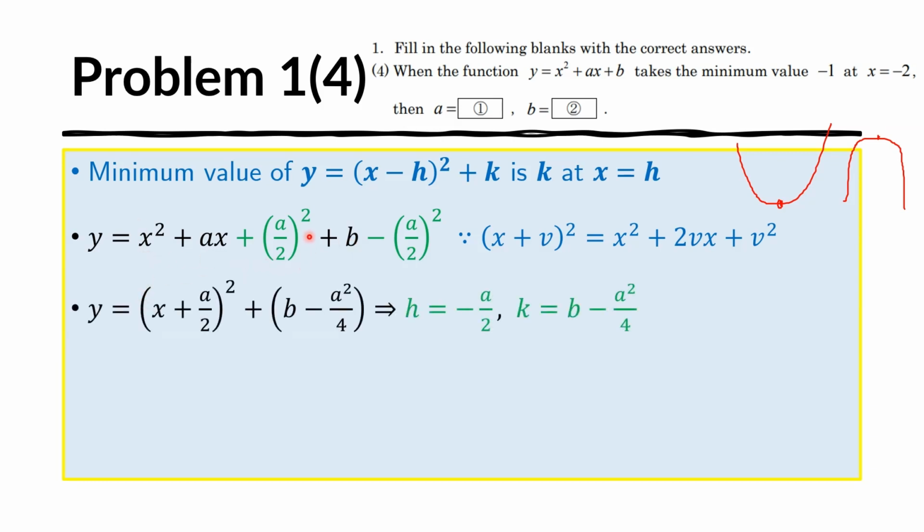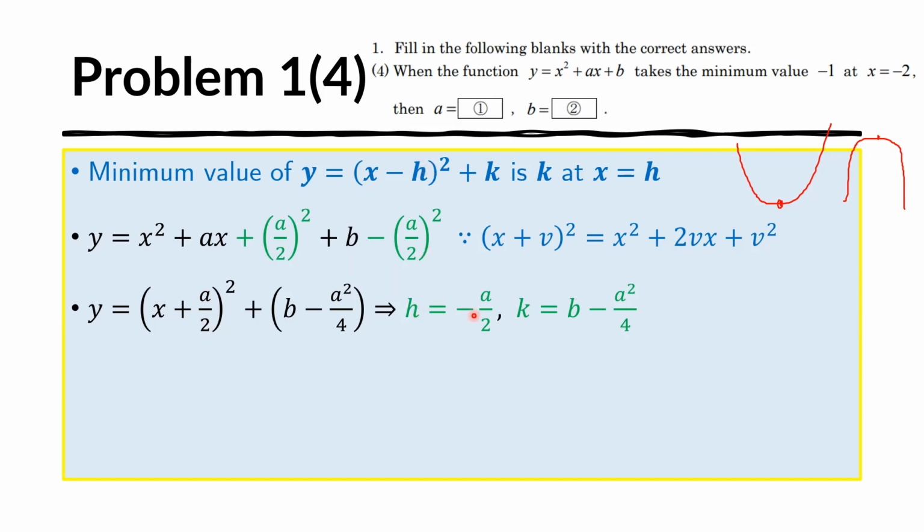now these terms here can now be expressed as a perfect square like this. So x plus a over 2, the square root of the first term, the square root of the last term. And then the constant terms outside are just collected into one expression here. And therefore, if we compare it with this bit here, we know that h equals negative a over 2. And that's because originally we have x minus h in here. So this should be x minus negative a over 2.